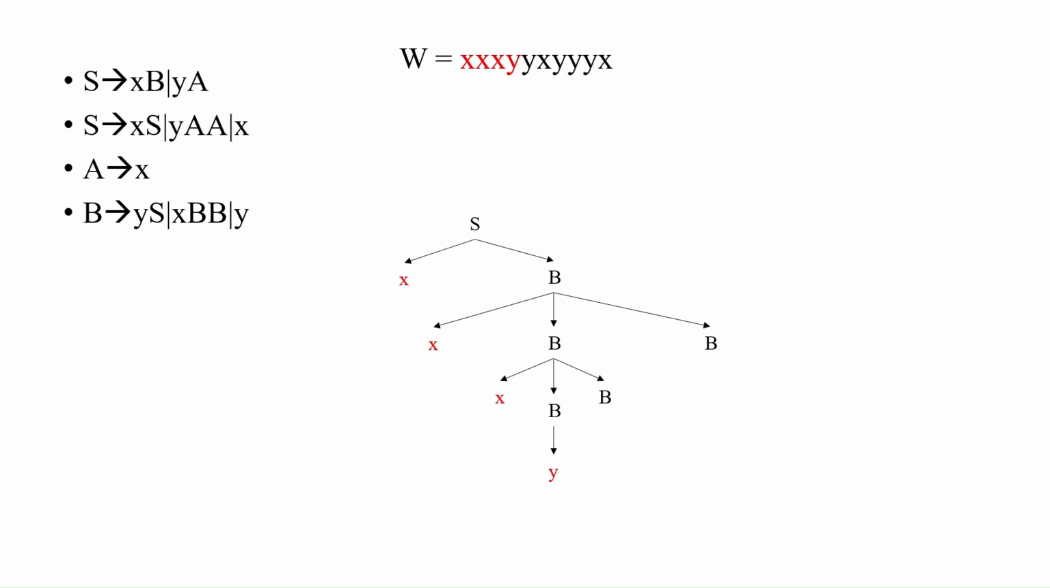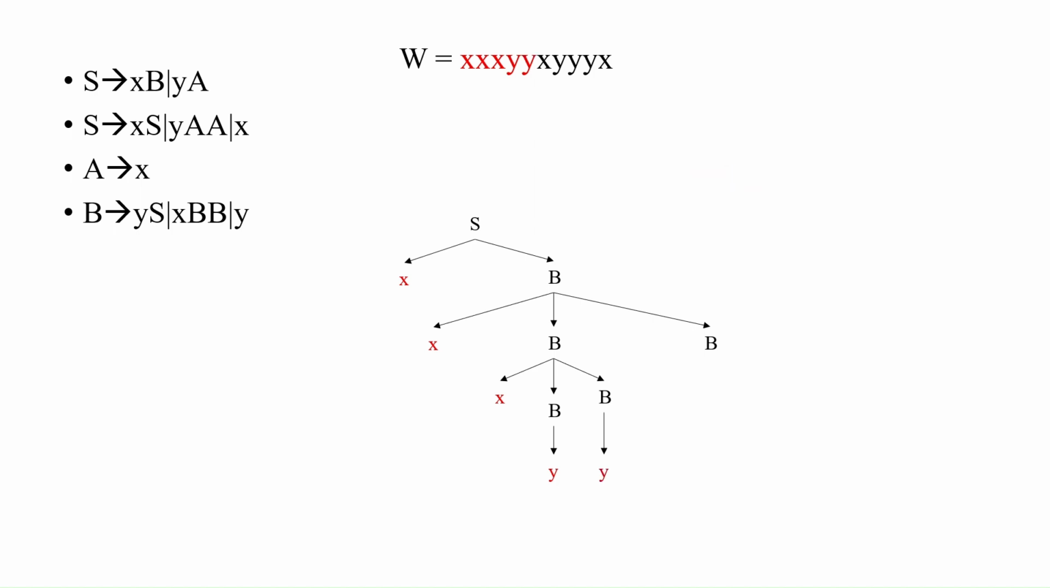Now we move to the fifth character. The fifth character of the string is Y. That means we have to extend the non-terminal B to Y. For that I am again choosing the same production rule, B can be written as Y. Here is the representation. So five characters of the string are completed.